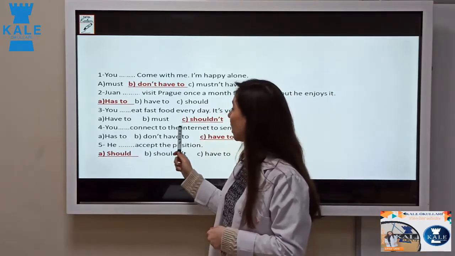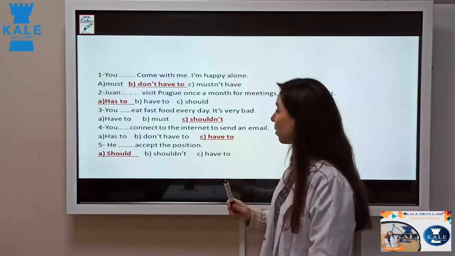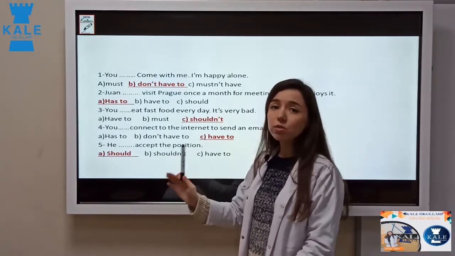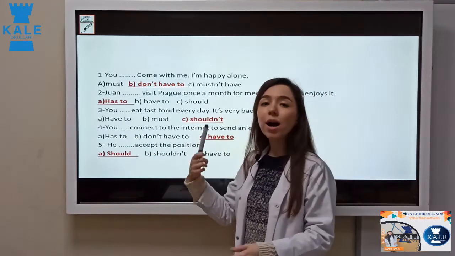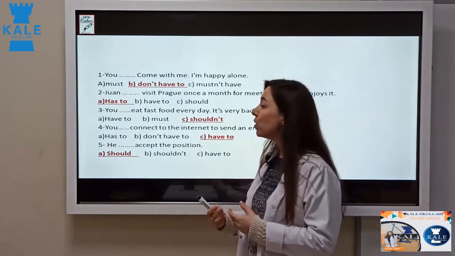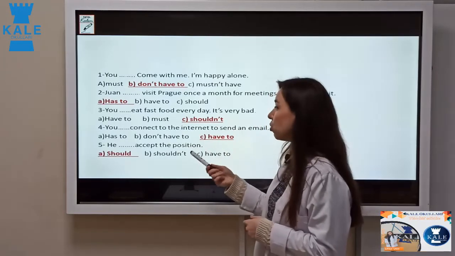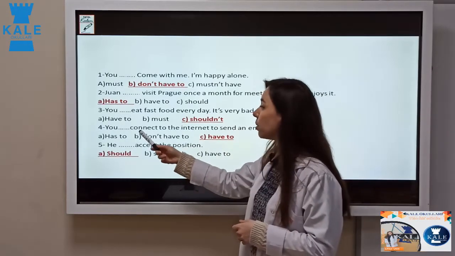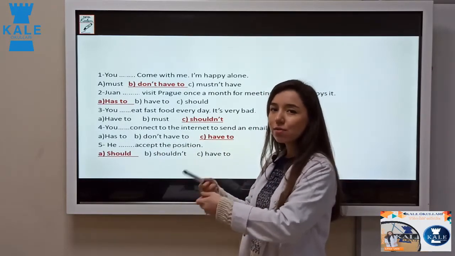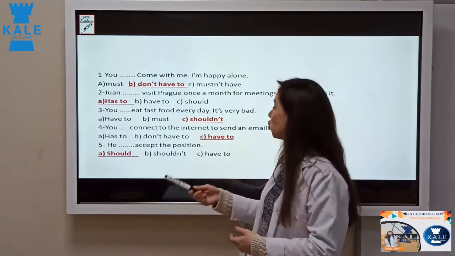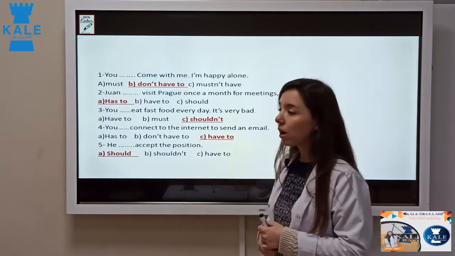Number 4. You connect to the internet to send an email. You has to is wrong. Why? Because for you, I, we, they, I told you that we use have to, not has to. And don't have to connect to the internet, it's also wrong. Why? Because for connecting to the internet, we need it. Yes, we have to do it. We should do it. So we have to connect to the internet.